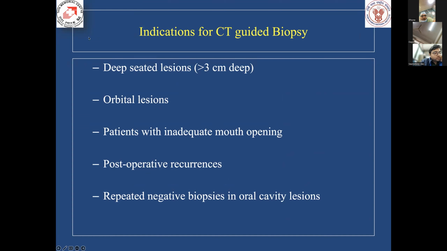The indications for CT guided interventions: it can be a deep seated lesion. Now we discussed in general where the role of ultrasound and CT was, but specifically the indication for CT guided biopsies are those lesions which are more than 3 centimeters. Here ultrasound would not help us. Orbital lesions again, because there is very limited penetration in the ultrasound. When we are using CT scan, we are much safer while targeting the orbital lesions.